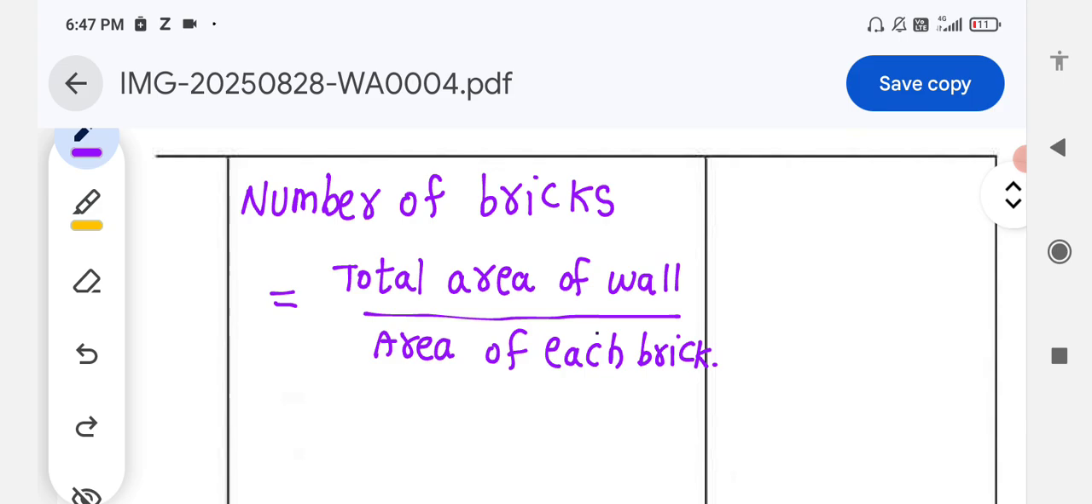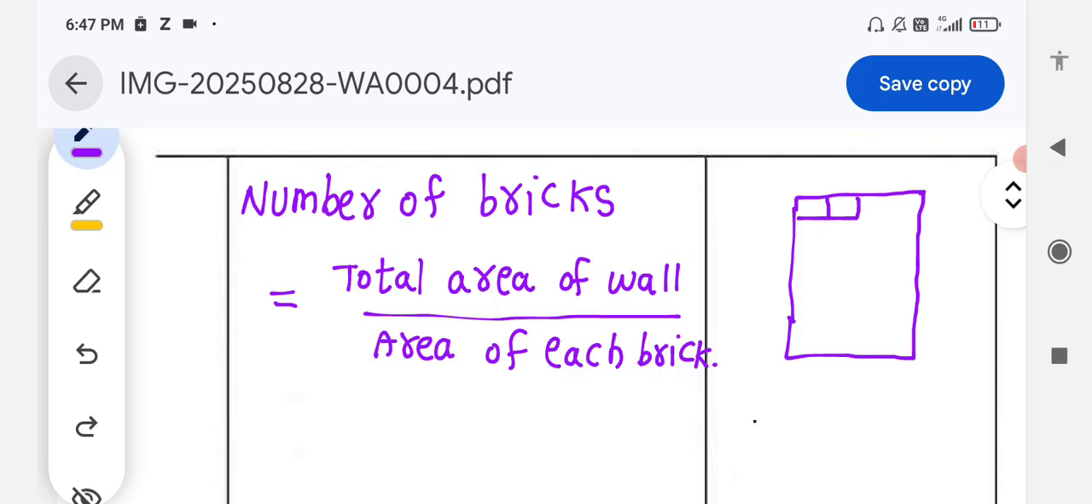How did you get this formula? Is there any magic in this? It's just simple. Let's look here. If we take a wall like this, and let us suppose these are all the bricks over here, and if you want to know the number of bricks, what we're doing is dividing the total area of the wall by the area of each brick. Why? Because look here carefully.